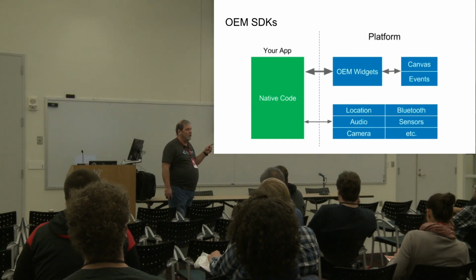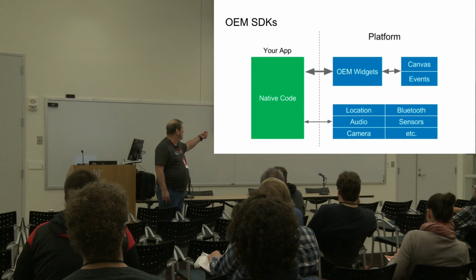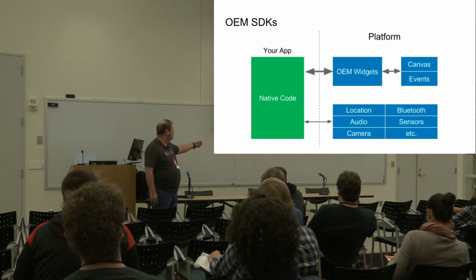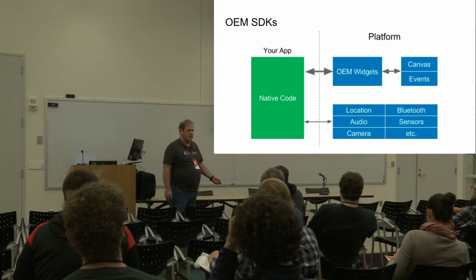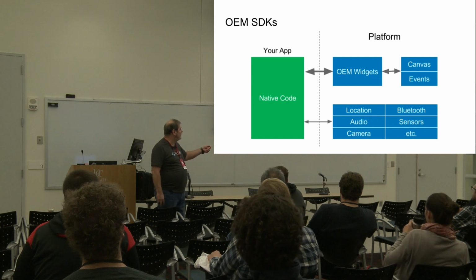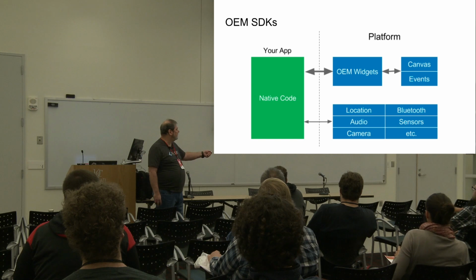So, this is a look at the way OEM SDKs are set up. You have native code. It's going to the OEM, and what we're calling widgets here is UI elements, UI components, whatever. It's your list views, it's your recycler views, it's your image views. Then it paints to the canvas and handles touch events. You have other things for the hardware, services down here.